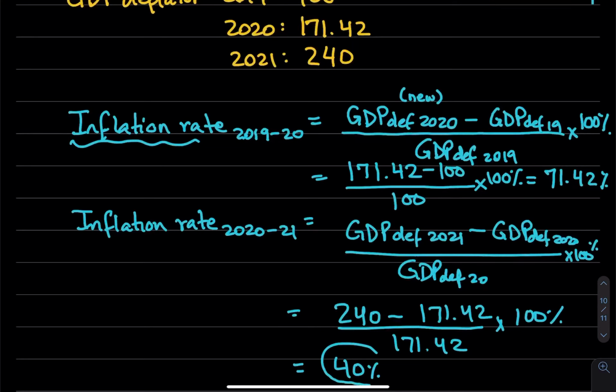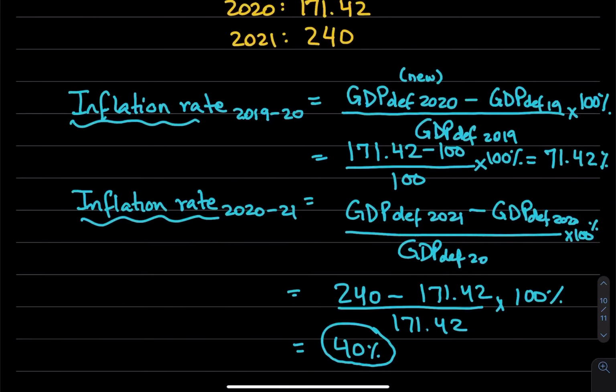So the inflation rate between 2020 and 2021 was 40%, okay? And this inflation rate is lower than the inflation rate that we had found in the previous years, okay? So while prices are going up, the rate of increase has gone down.